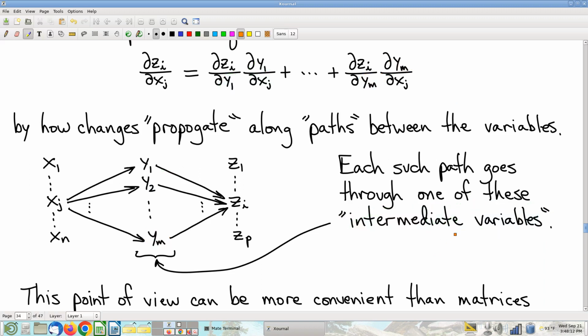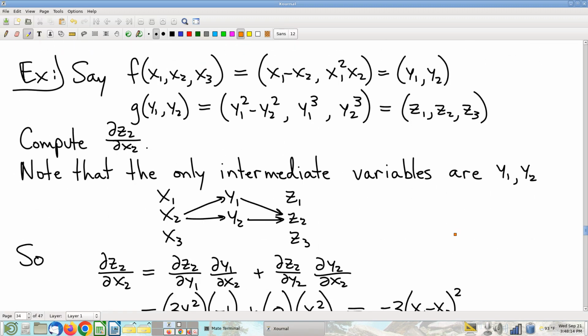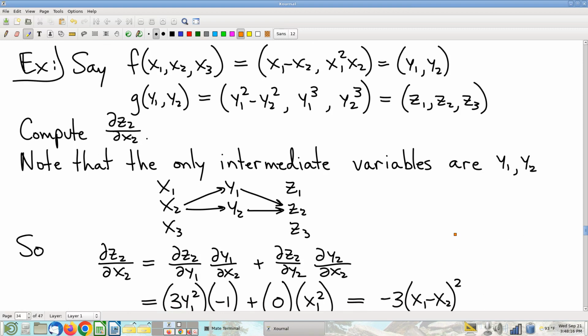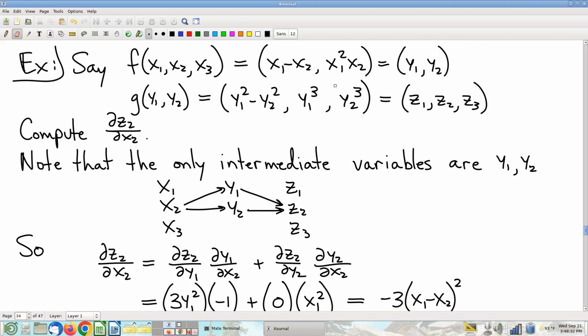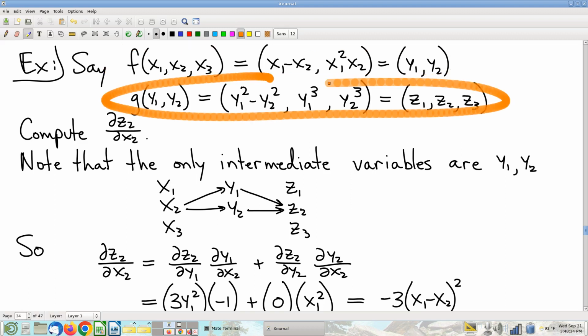Okay. So let's see an example of this. Here we go. I've got various x variables. Then I've got this function f that turns x variables into y variables by way of that function there. And then I've got g that turns the y variables into z variables given by this function here.